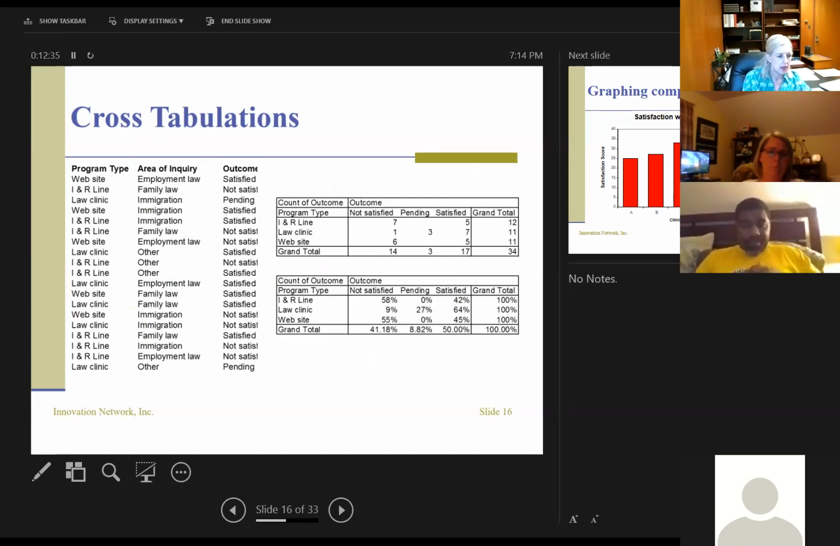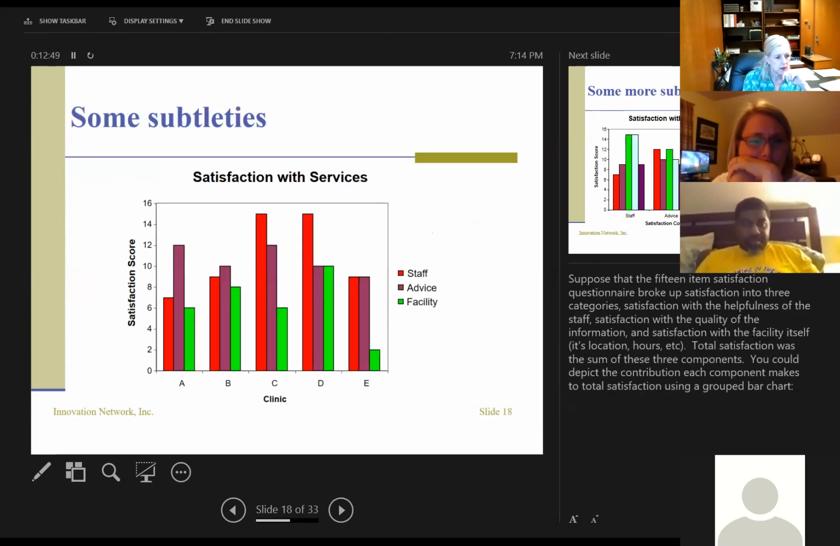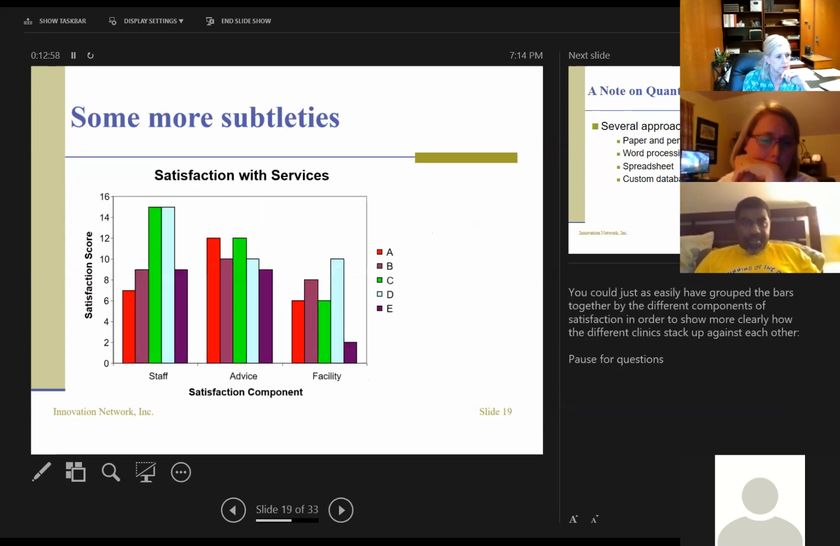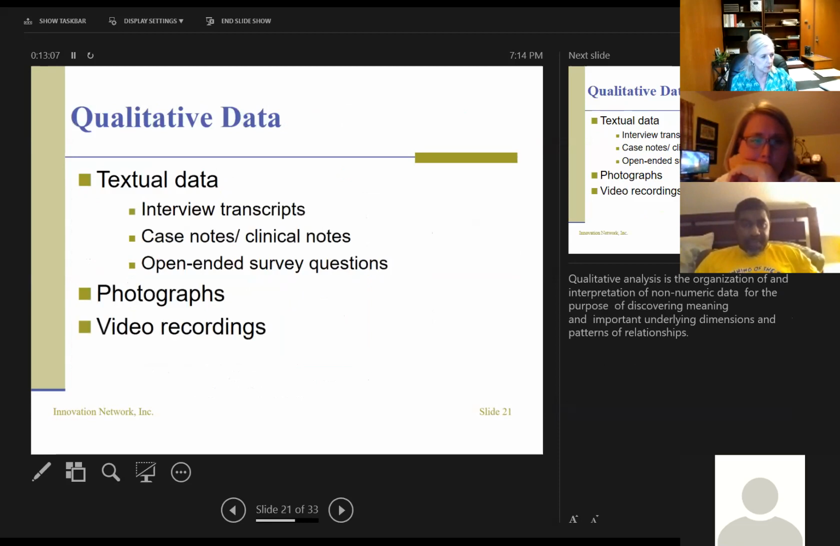Then they do the same thing and put it into percentages, okay? So what does that look like? You can see here in a graph, as well as here with more specific information, okay? Because they've included, like I said, not just staff, but advice, facility, other indicators as well, okay? So how do you do this? You can do a paper and pencil, word processing, spreadsheet, or there are lots of custom databases available.